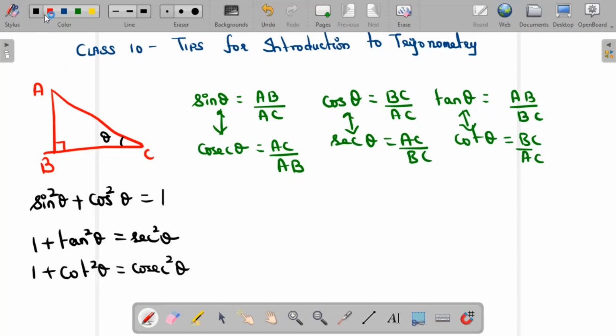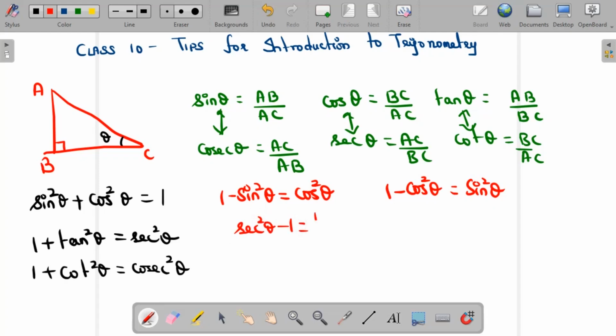Now, from these identities, we can derive two more identities. If sin square theta plus cos square theta is equal to 1, that means 1 minus sin square theta is equal to cos square theta. Alternatively, we can also say 1 minus cos square theta is equal to sin square theta. So from the base identity, we are deriving two more versions. Similarly here, secant square theta minus 1 is equal to tan square theta.